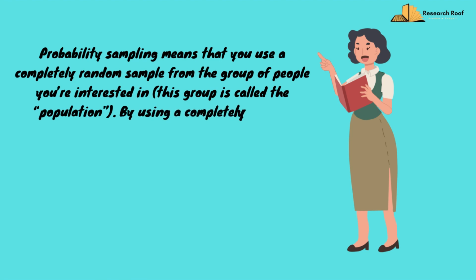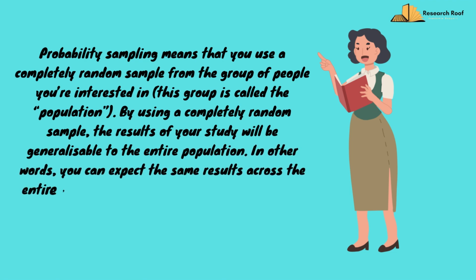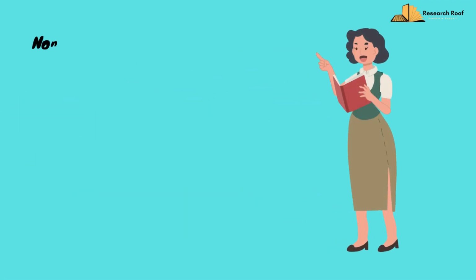By using a completely random sample, the results of your study will be generalizable to the entire population. In other words, you can expect the same results across the entire group, without having to collect data from the entire group, which is often not possible for large groups.